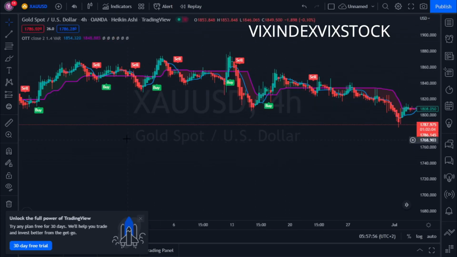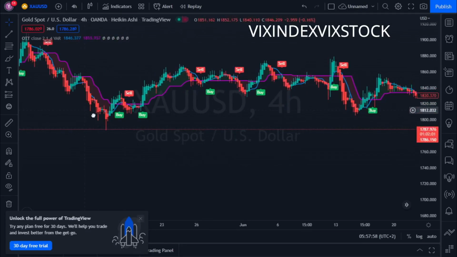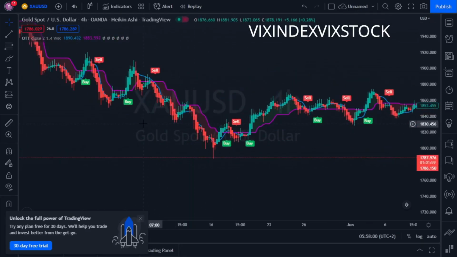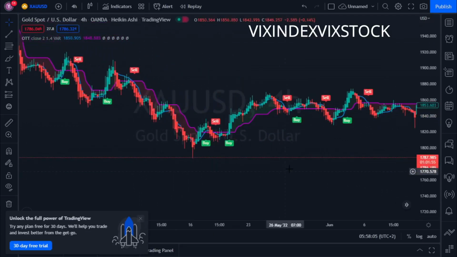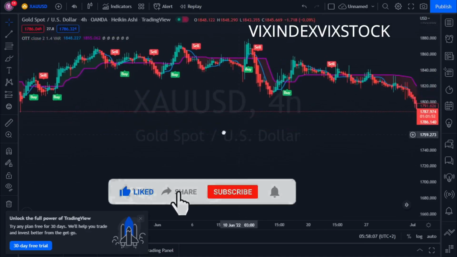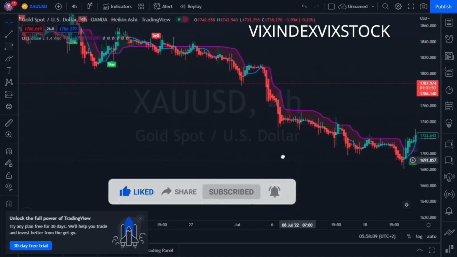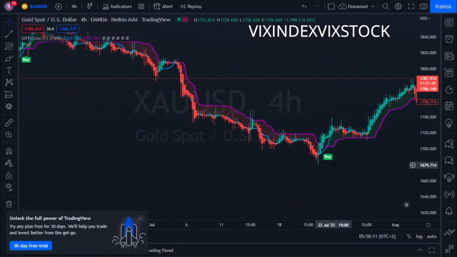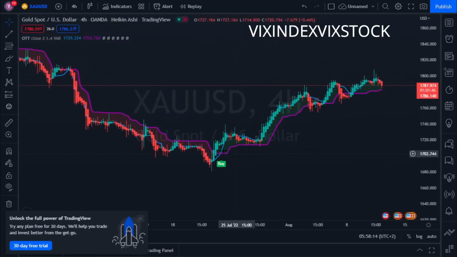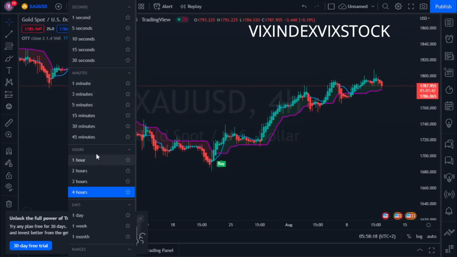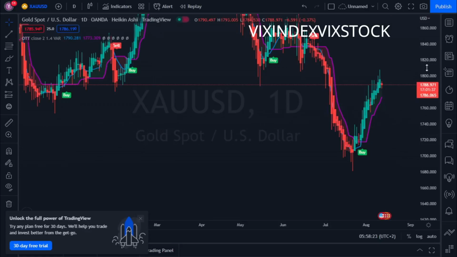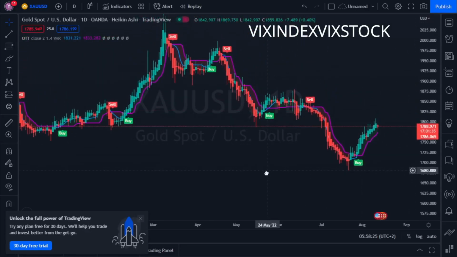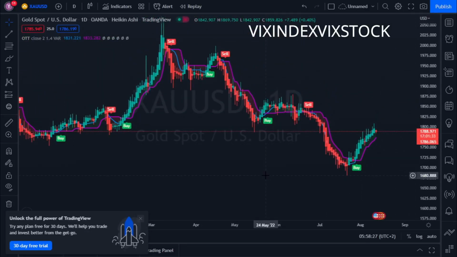wait for another signal. So give this indicator a try and tweak it according to what you feel might be good settings for it. But you can see the potential with this indicator, especially if you combine it with the Heiken Ashi candles. If you go back to the daily, you can also try to test it for scalping.